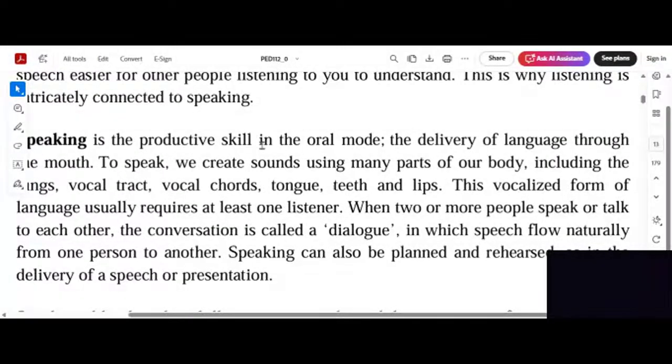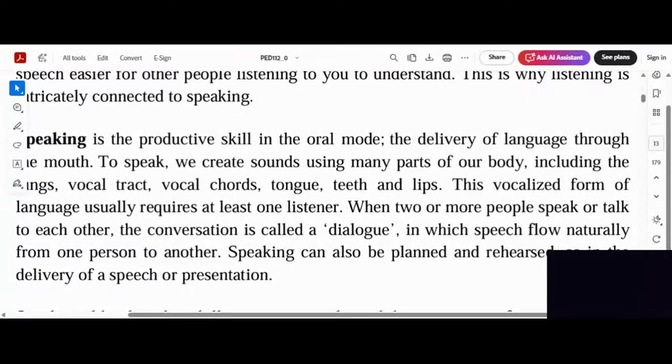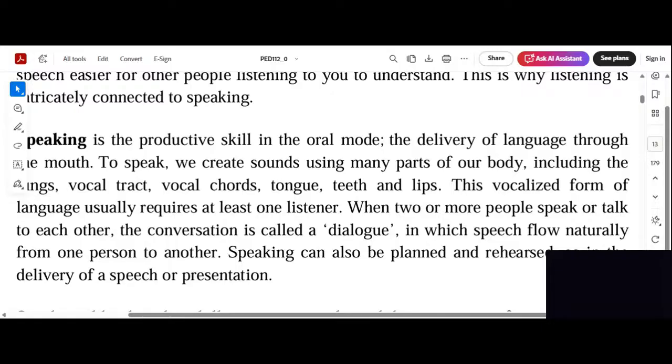Speaking is in the oral mode. In the oral mode, don't forget, we have oral and literacy. So in the oral mode of language skills, we have speaking as the productive skill.